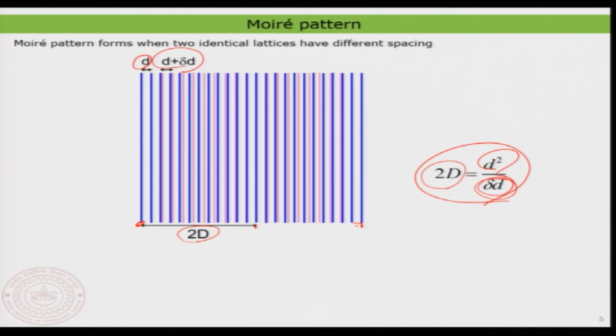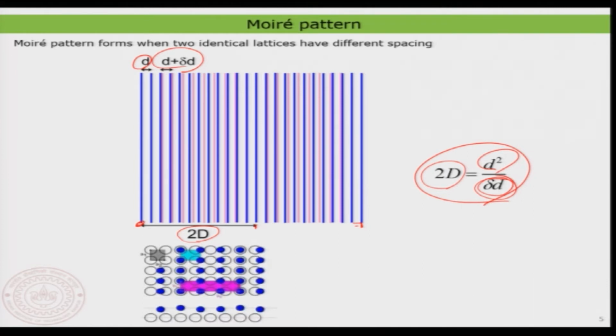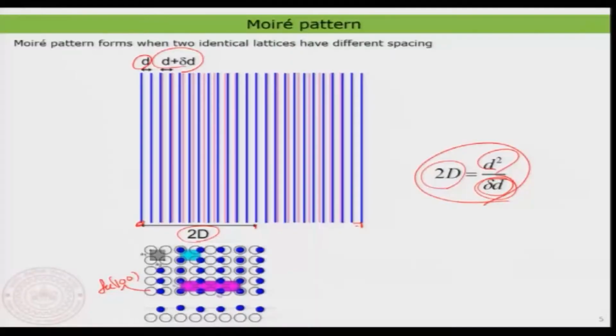I'll show you an example now quickly. You see, this example is something we have actually looked at in the previous case. Here I have an FCC 100 surface, and on top of that the blue atoms are kind of a hard layer with a slightly different lattice parameter than the surface. So this is basically the surface and the blue is the hard layer.